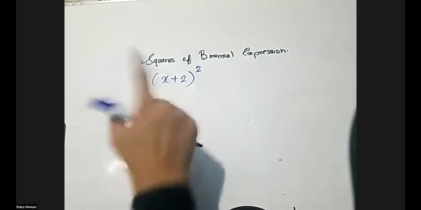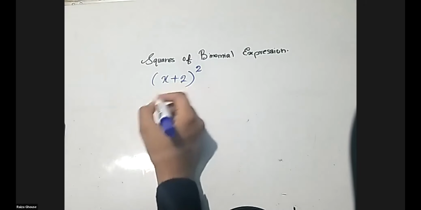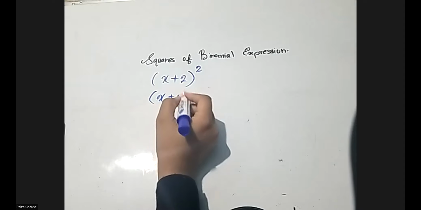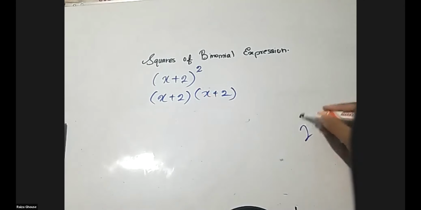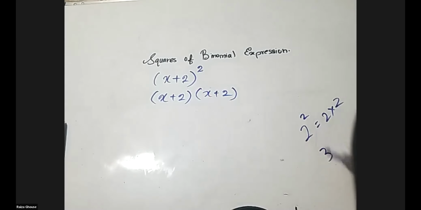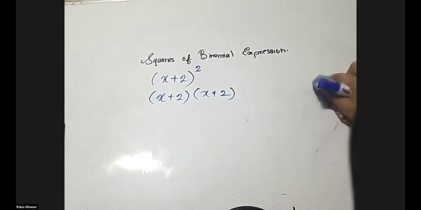Okay. Here, see, I'll do it in this way. It's a long step. I'll do that also. Better that you remind. Here, see, now this means x plus 2 is twice. Why do I say so? You know that in square, 2 squared means 2 into 2, 3 squared means 3 into 3. Like that. So x plus 2 squared means x plus 2 into x plus 2.